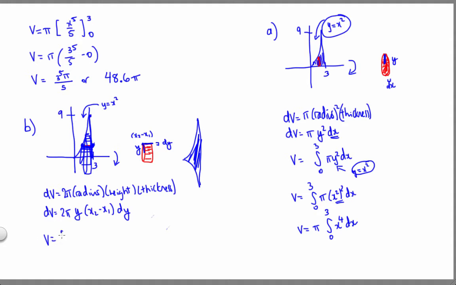So V is going to be the integral then of dV, and we need to make sure that we're integrating through the correct values. The dy here tells us that we're going to be integrating with respect to y, and if we look at the y values that we're ranging over, it's 0 to 9. So I could say V is the integral from 0 to 9 of dV, or more explicitly I could just write in what dV is, so I think I prefer to do that. V is equal to the integral from 0 to 9 of 2 pi times y times x2 minus x1 times dy.